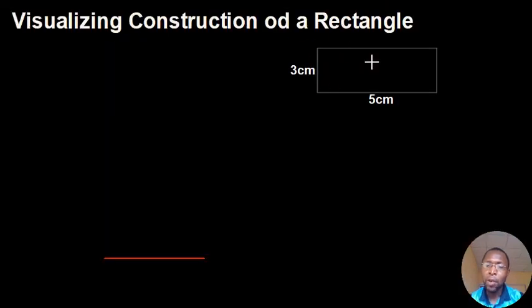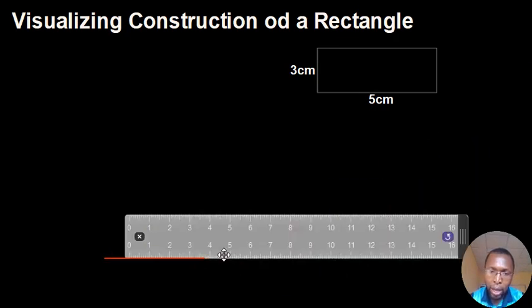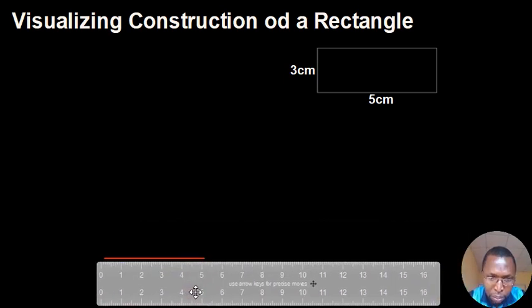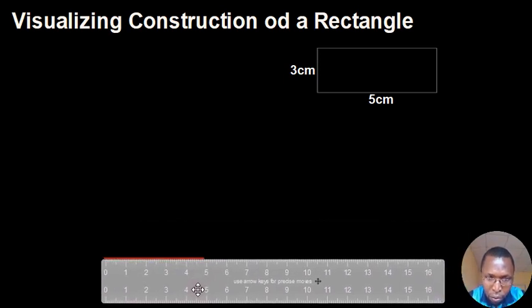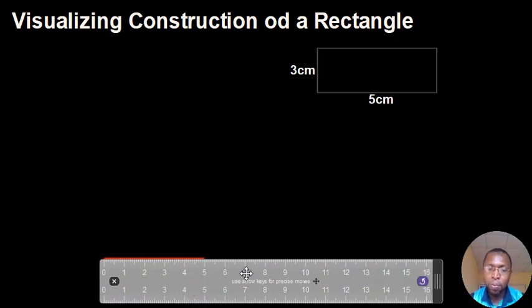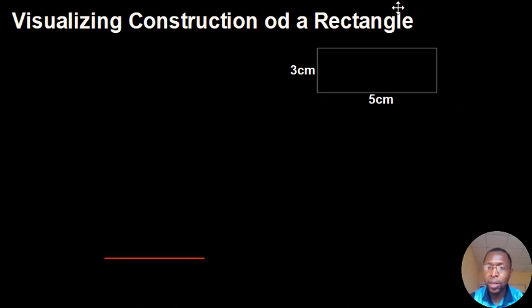Given a rectangle of length 5 centimeters and breadth 3 centimeters, you have to construct this shape. So you have to draw your length, 5 centimeters, first by getting your ruler. I guess this line is already 5 centimeters. Let's measure it. So this is 5 centimeters already. The next thing now is to get our set square and measure angle 90 degrees.